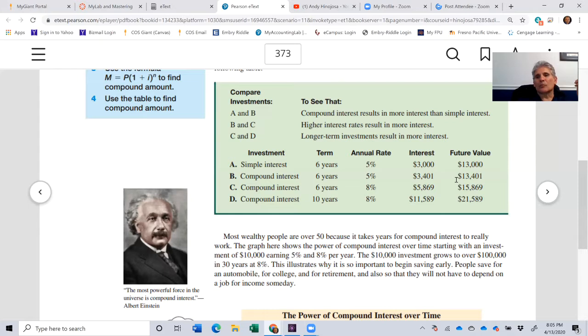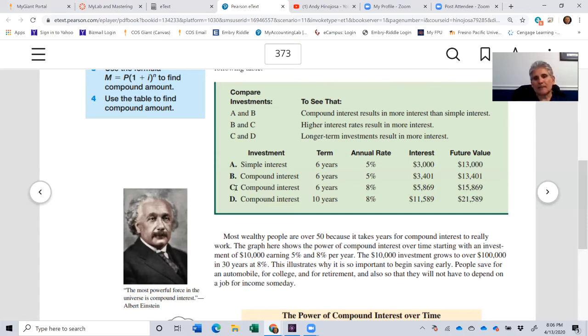So we're thinking that we're putting $10,000 away, and when we have simple interest earning over 6 years at 5%, earning $3,000 over that period of time, you're going to have $13,000. But with compound interest, you're going to end up with more money. It'll be 6 years, 5%. Everything seems the same, except the compounding effect means you're actually going to earn $3,401. So at the end of 6 years, instead of having $13,000 in that investment, you're going to have $13,401.